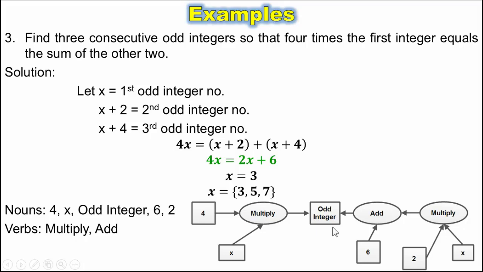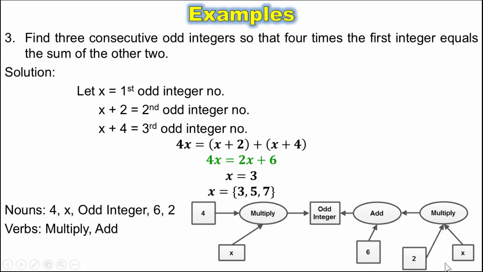Our diagram will look like this. The nouns 4 and x are used by the multiply operation and it will produce add integer. Onto the right side, we translate this 2x plus 6. That's why the arrows direction are from right to the left. So the first math operation will be multiply.